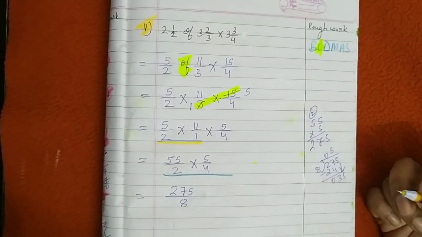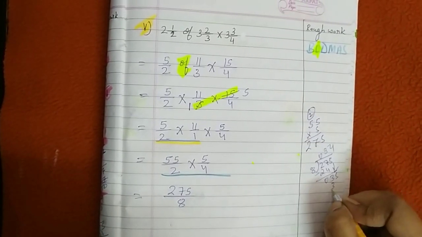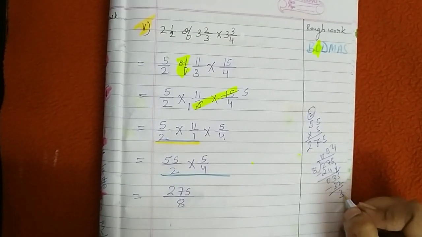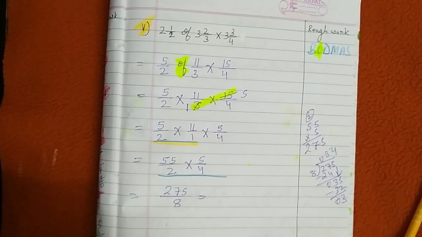So 8 5s are 40. 8 4s are 32. So 8 times 4, 32. What will be here? 3. 5 minus 2, 3. 3 minus 3, 0. So what will we be doing?